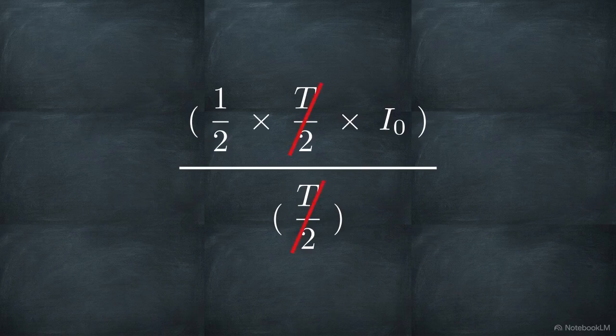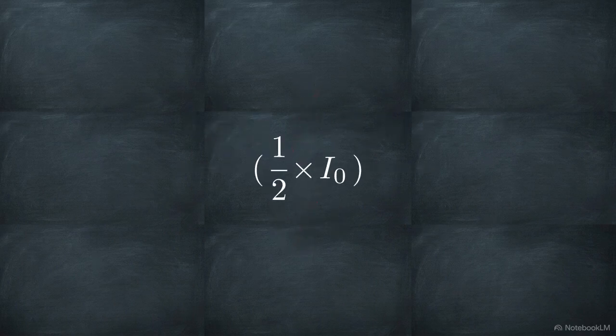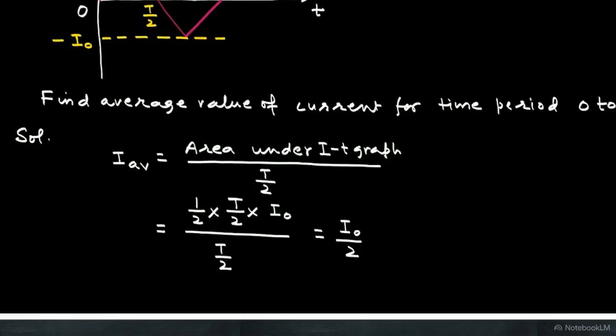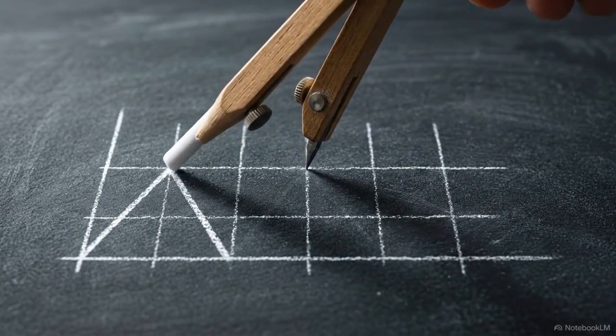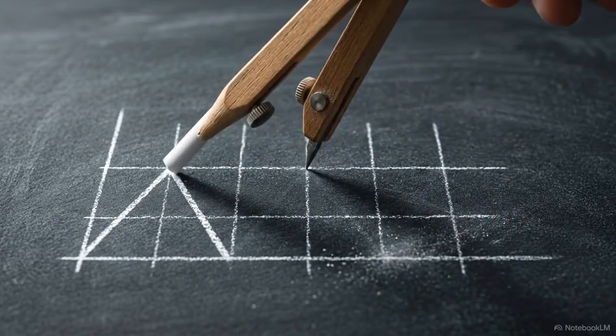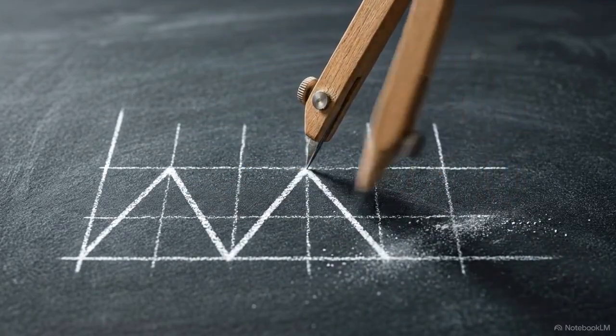The T over 2 terms in the numerator and denominator cancel out perfectly. The result is elegantly simple. For a triangular wave, the average is exactly half of its peak value. When a waveform is constructed of linear shapes, basic geometry is a significantly faster tool than formal integration.